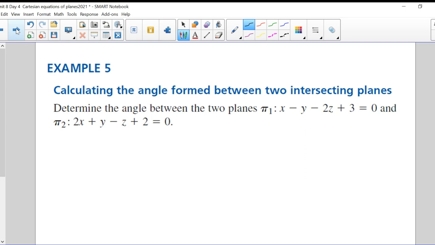We can find angles between planes, right? We're given two planes, x minus y minus 2z plus 3 equals 0, and we're asked to find the angle between the two planes. What do you think? What do you think would allow us to find the angle between both of these two planes? Anybody? Anybody out there? All right.